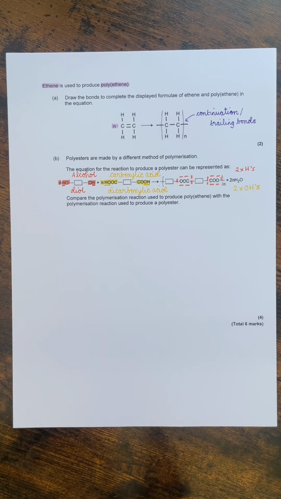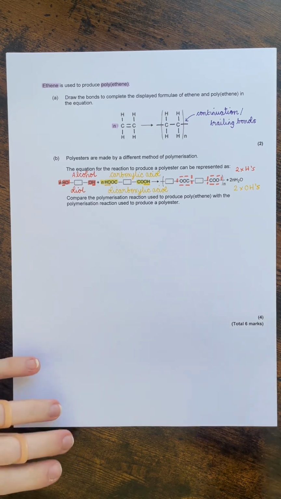Now, there's a lot of things that I've already said that will help me to answer this question, which is compare the polymerization reaction used to produce polyethene with the polymerization reaction used to produce a polyester. So compare is obviously thinking about the similarities and differences, and there are certain things that are similar in regards to adding N lots of monomers together and having a repeating unit, having the continuation trailing bonds, to show that we have that repeating unit over and over and over again, that sort of thing. But I think actually there's quite a lot of differences between the two types of polymer.